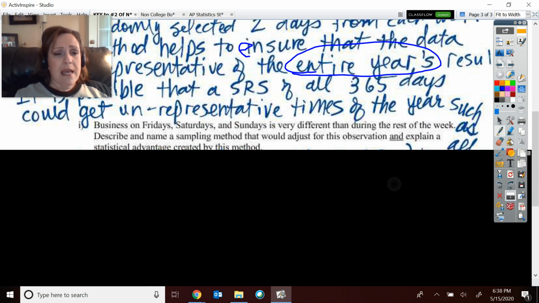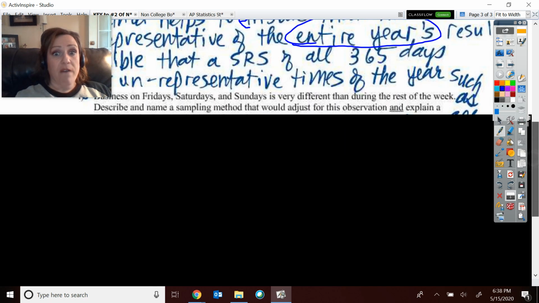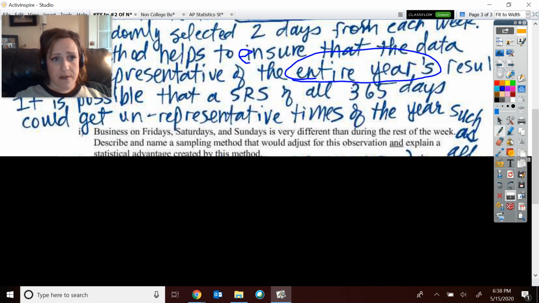Next thing. Businesses on Friday, Saturday, Sundays are very different than during the rest of the week. Okay, so premium ingredient purchases are different on Friday, Saturday, Sundays than the rest of the week. Describe and name a sampling method that would adjust for that observation. Control it so that, because even if you did all 50 weeks split up, is it possible that when you take 2 from each week, most of them were Saturdays, or just a couple of them ended up being a Wednesday? So that could have happened.